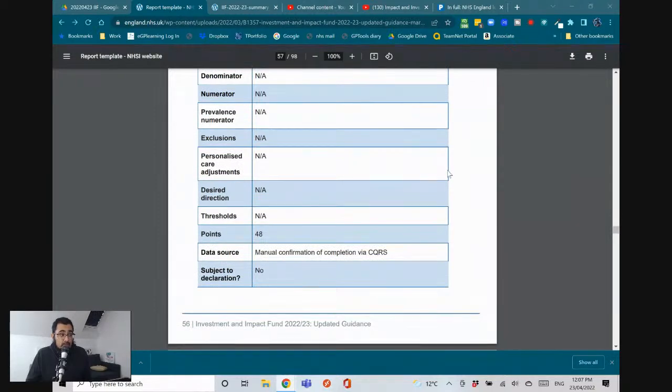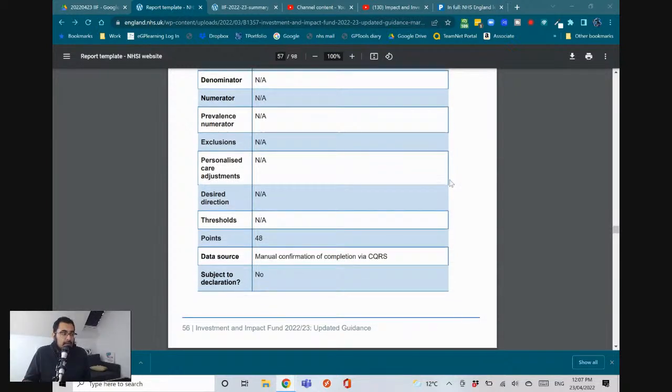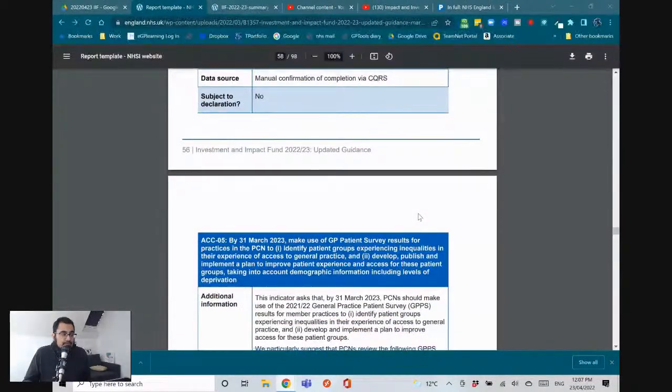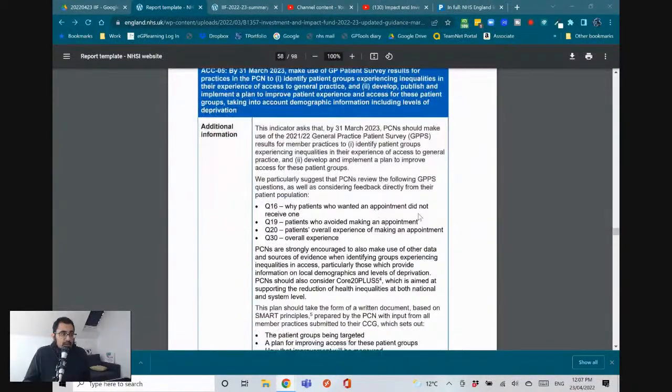It is 48 points, so it's a significant proportion of funding that can be earned, and it's confirmation through the CQRS. So let's have a little look at it. It's an indicator asked by 31st of March. PCN should make use of the 2021-2022 general practice patient survey, so your survey from last year, to identify patient groups experiencing inequalities in their experience of access to general practice and develop a plan to improve the access for these patients.